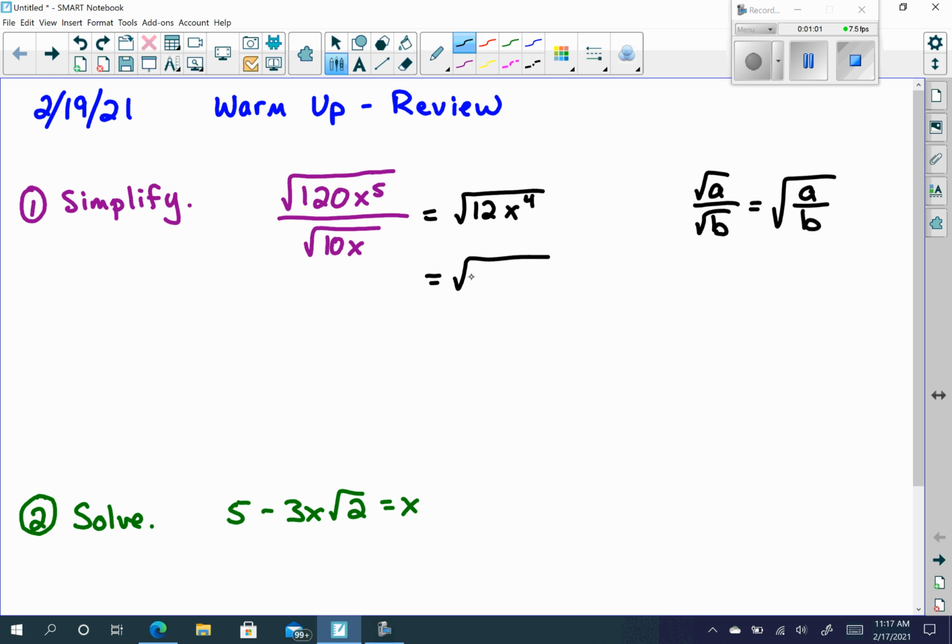And now we can simplify this. So for the 12, I'm going to factor this into 4 times 3, and then x to the 4th I'm going to leave alone. So I'm going to take the square root of 4, and then the square root of x to the 4th. So that will become a 2x squared, and then I still have a radical 3 left.